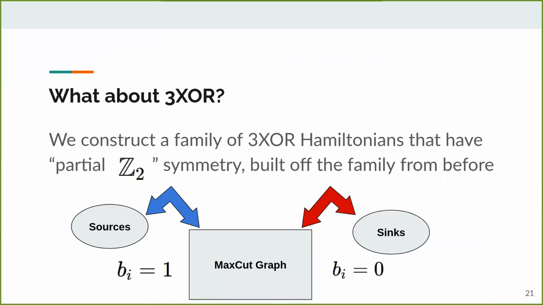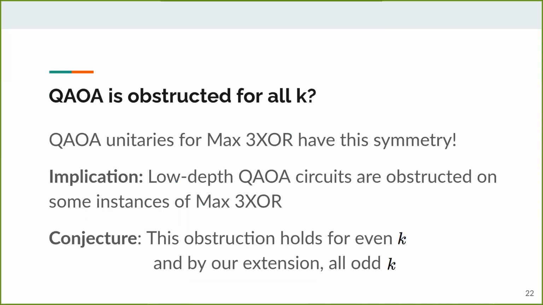What we do is we turn this bit flip symmetry into a partial bit flip symmetry, where we build off the family from the previous proof, and we turn it into a 3XOR problem. We add sources and sinks, and we're able to show the same style of proof: that the NLTS holds under a certain symmetry, and that the QAOA has that symmetry, and so it's obstructed until logarithmic depth. Because of this, we guess that it's probably true for all K.